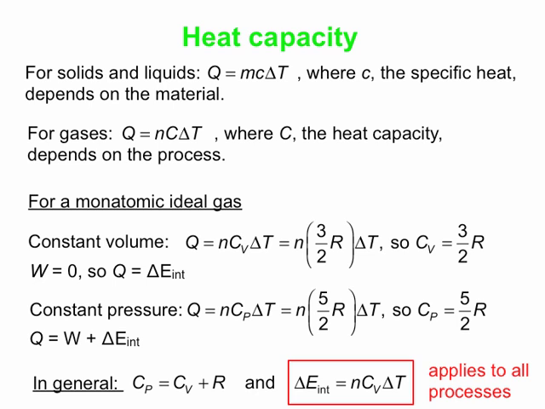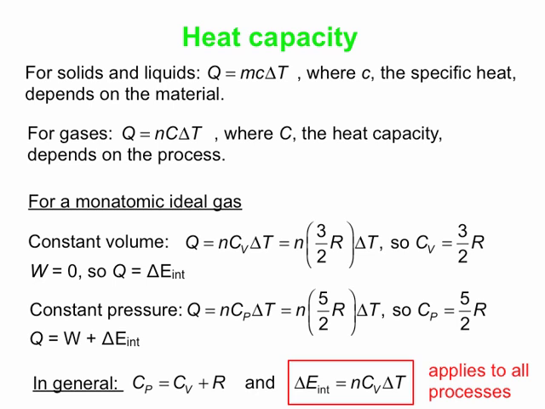Another general result here is that Cp is Cv plus R. That's certainly true for the monatomic ideal gas. Cv is 3/2 R. Add another R, which is 2/2 R, and you get 5/2 R, and that's what Cp is. And that's true in general. So there's an equivalent relationship for diatomic ideal gases and polyatomic ideal gases.